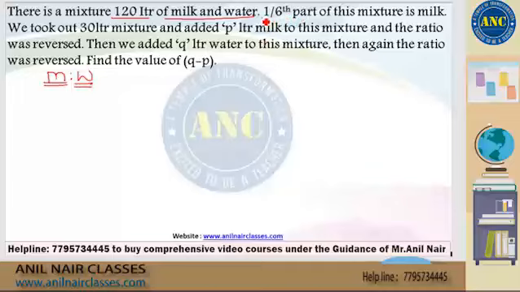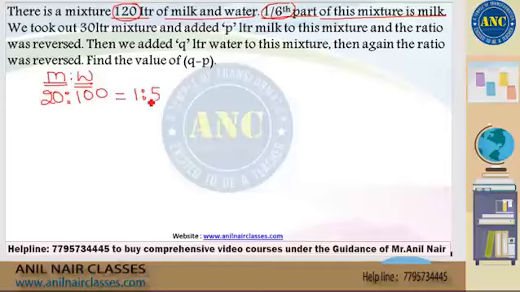Read the next statement. 1/6 part of this mixture is milk. What is 1/6 of 120? 1/6 of 120 is nothing but 20. 20 is milk. Remaining 100 is water. Can I say that the ratio of milk and water initially is 1:5? The initial ratio of milk and water is 1:5.